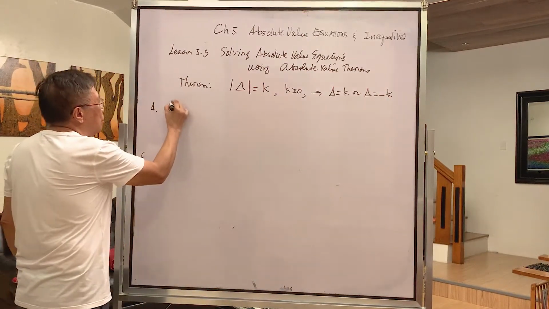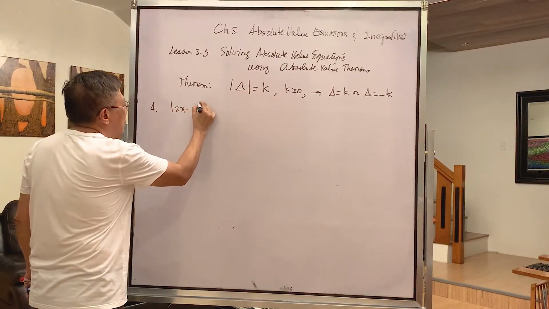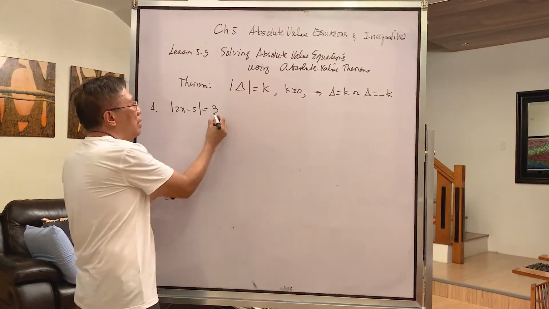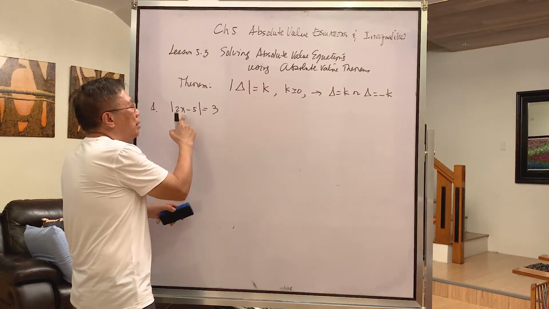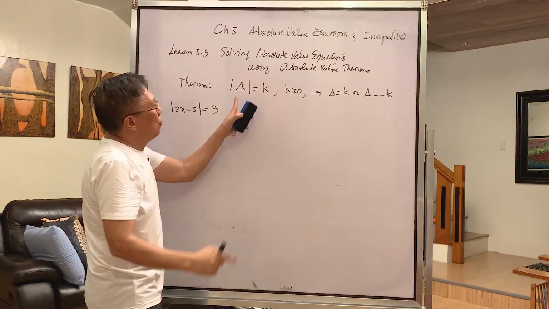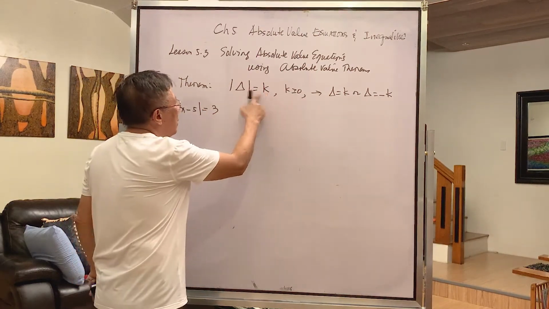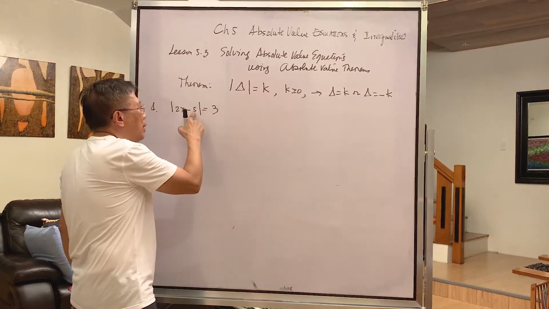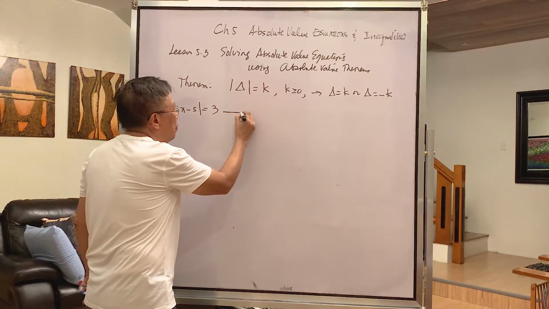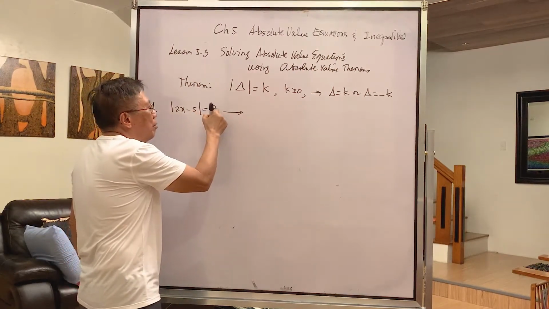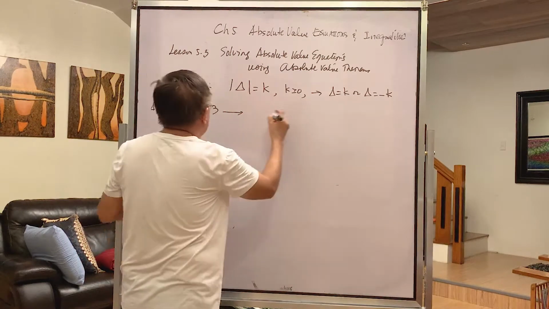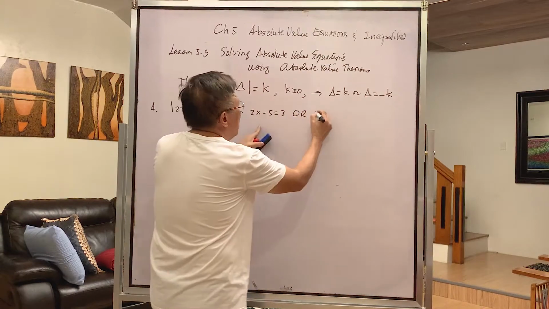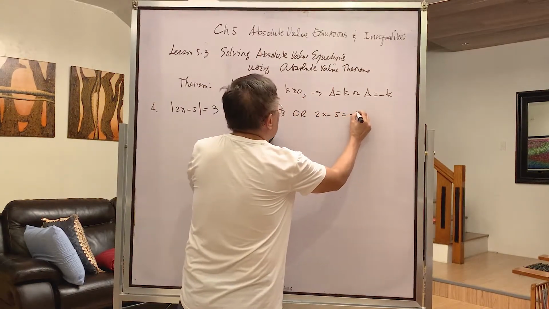Example here. Suppose you have the absolute value of 2x minus 5 equals 3. Now, this is not a trivial case because this is not a negative number. So this follows the format where k is 3 and it is positive, and the triangle is 2x minus 5. Therefore, to remove the absolute value, we are going to follow this. This will now be 2x minus 5 equals 3 or 2x minus 5 equals negative 3.